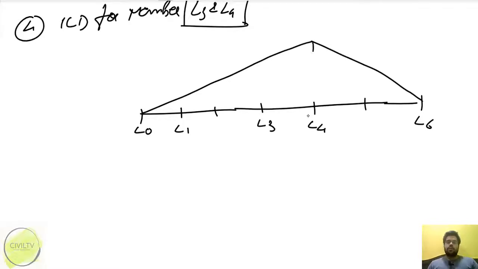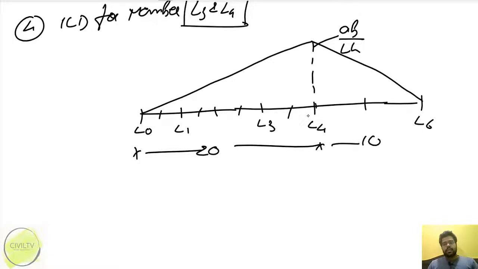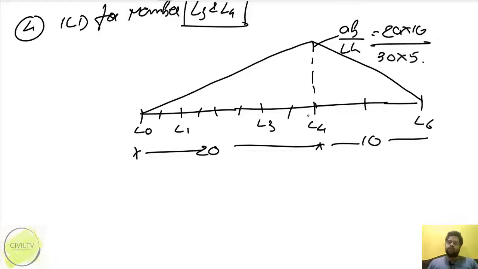Now I have to find these values. What will be this value? Again AB upon LH. So 5, 5, 5, 5. This will be 20, this will be 10. So it will be 20 into 10 upon 30 into 5. Simple. I hope we are clear with this.